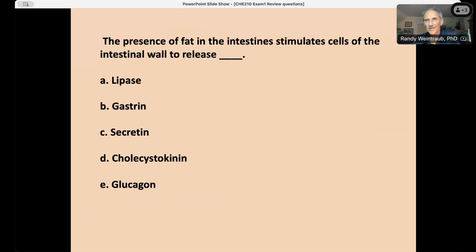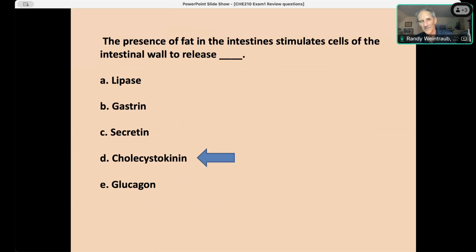The presence of fat in the intestine stimulates cells of the intestinal walls to release... What's needed here is the cholecystokinin. Okay, that one. As soon as we hear lipid, we should think CCK, and that influences getting the bile moving.